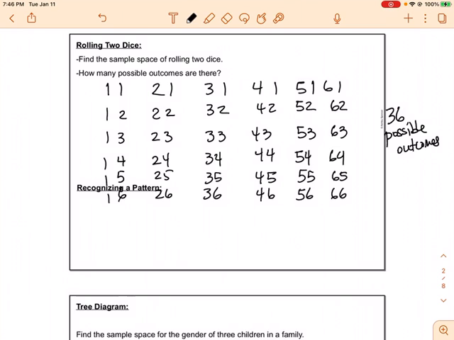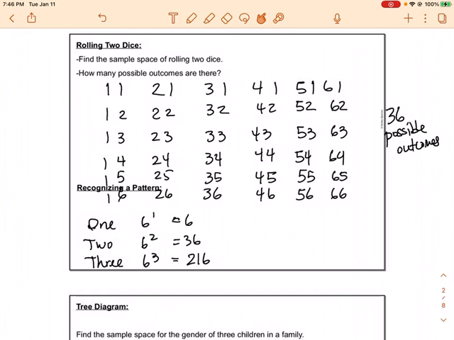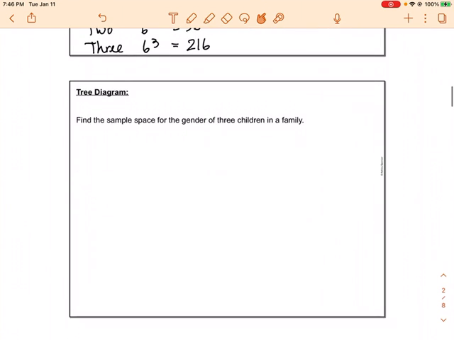The shortcut to that is 1 die, you have 6 possibilities. 2, you have 6 squared. So if I had 3 dice, I could have 216 possibilities. We can use a tree diagram. It's a way to count all the possibilities.